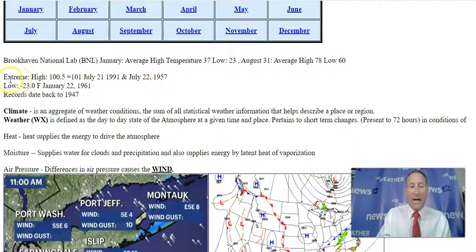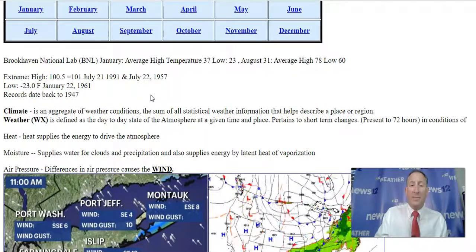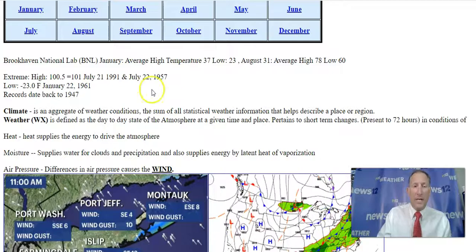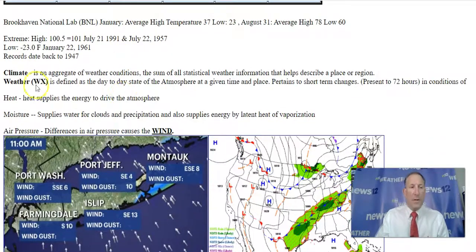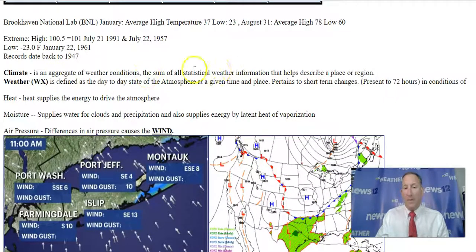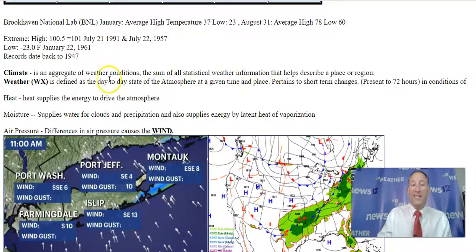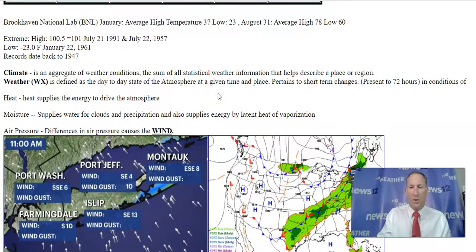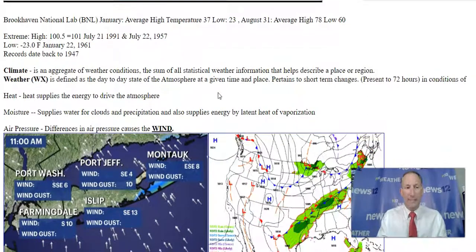We've had record highs. This is at Brookhaven National Lab, where the temperature got up to 101. At Long Island MacArthur Airport, we've seen a temperature up to 104 degrees. So we do get hot weather and extremely cold weather here on Long Island. Again, climate is the average of those weather conditions to describe a place or a region. Weather is the day-to-day state of the atmosphere at a given time and place. It pertains to the short term, generally present to 72 hours, but sometimes up to 7 days.